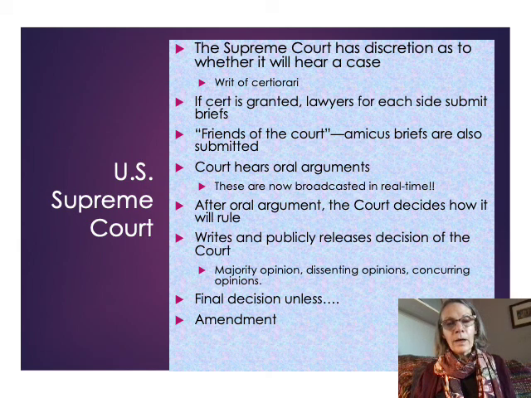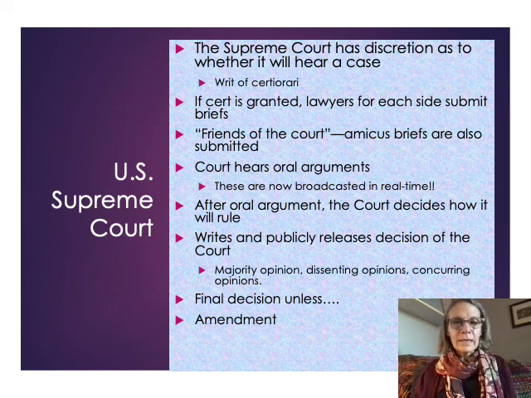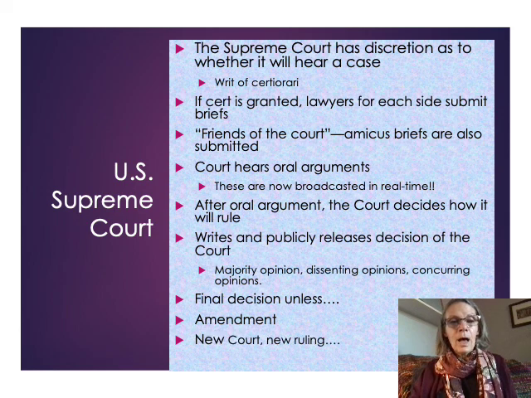So, for example, if the Supreme Court decides to overturn Roe v. Wade, we could amend our Constitution to say that there is a right to privacy in the Constitution. That's not likely to happen, but it could happen. Or there could be a new court ruling, okay?